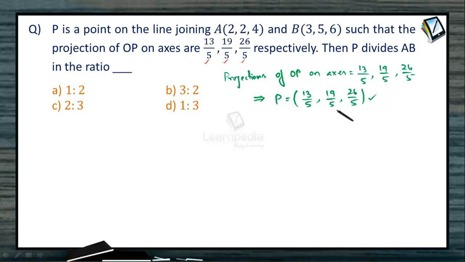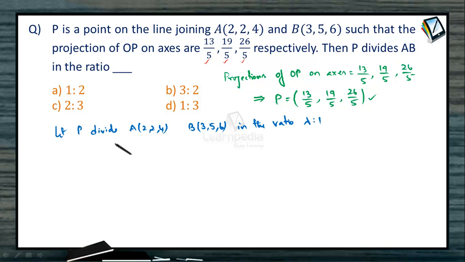What else do we require? We need the ratio in which this point P divides the segment joining A and B. So let us assume that P divides A, having coordinates (2, 3, 4), and B (3, 5, 6), in the ratio lambda is to 1.